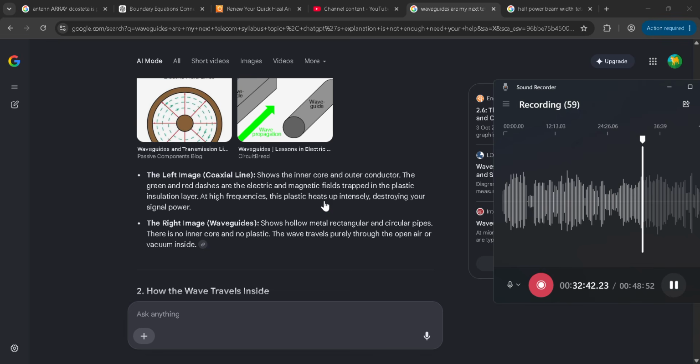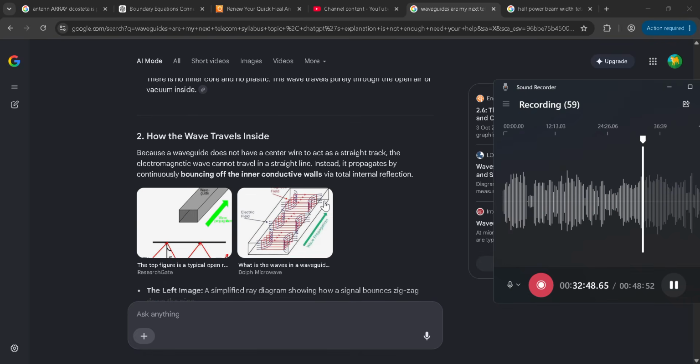Because the waveguide does not have a center wire to act as a strike track, the electromagnetic wave cannot travel in a straight line. Instead, it propagates by continuously bouncing off the inner conductive walls via total internal reflection.